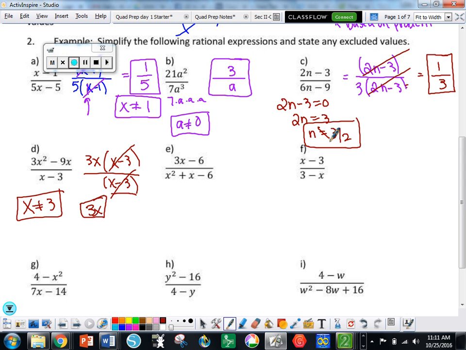Try it. Do it on the calculator. Does it wig out? Which is why it's a calculator. Oh, it just freaks out. It doesn't do it.